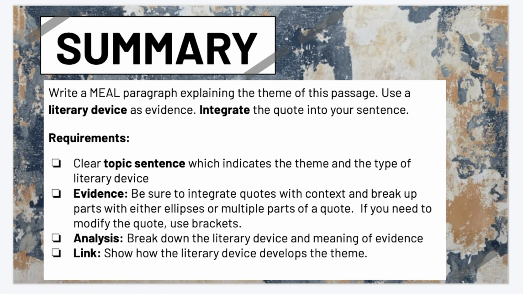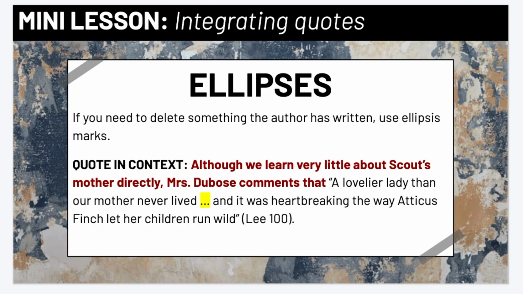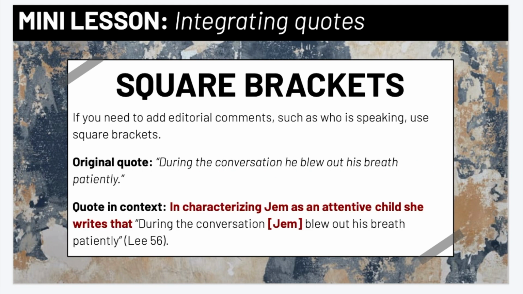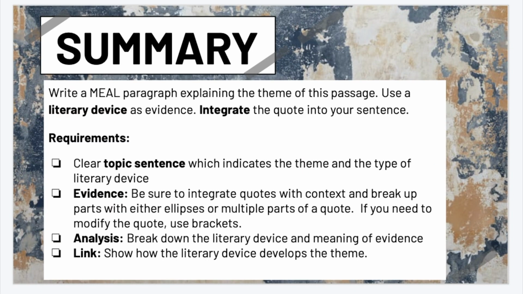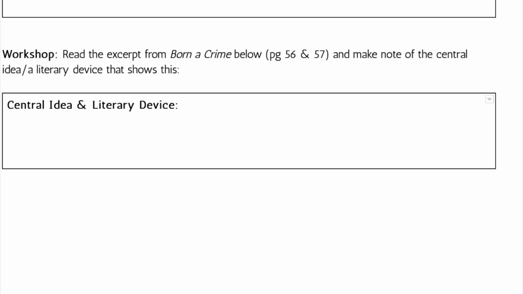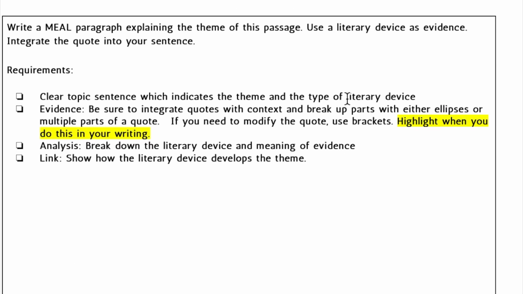So you're going back to those earlier slides where we say, have different sentences, ellipses, brackets. We want to see that, signal words. You can follow meal or super meal. Super meal might be even better just because we can see more examples of that. So clear topic sentence, evidence, analysis, and link. And in your worksheet, you have a section for that. Highlight when you do this in your writing.